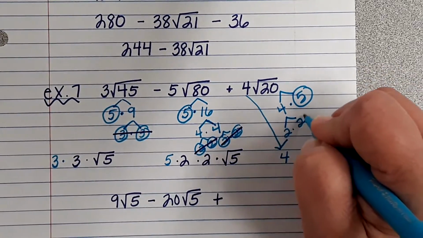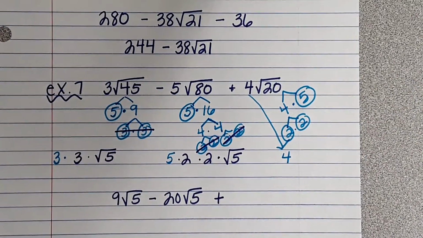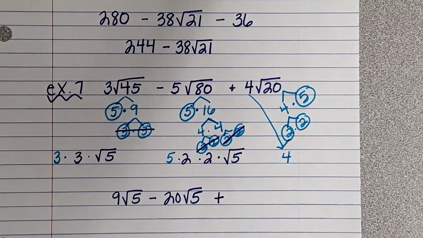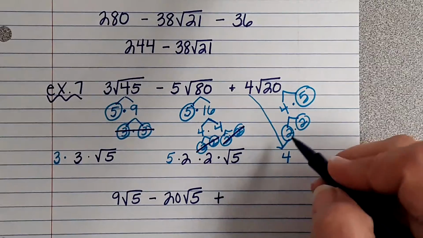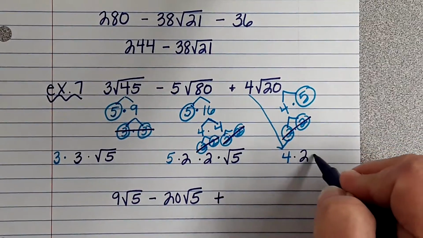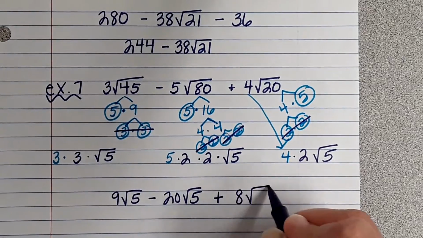And then 2 times 2. And do we have a pair? Yeah. We have a pair of 2's, and then what's left under the square root is 5. So I have 8 square roots of 5.